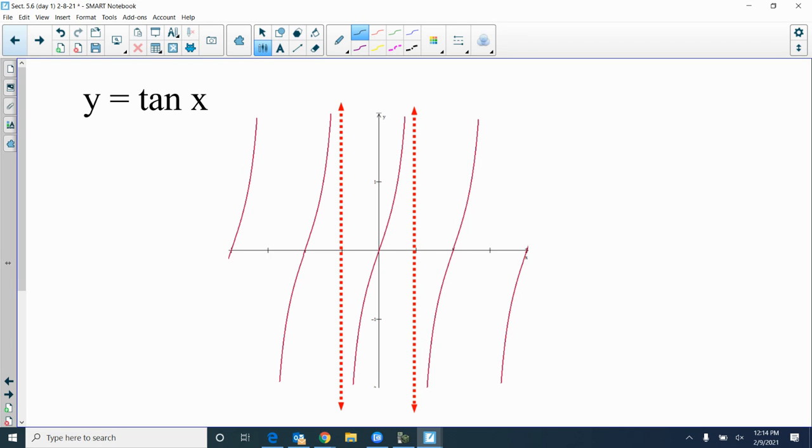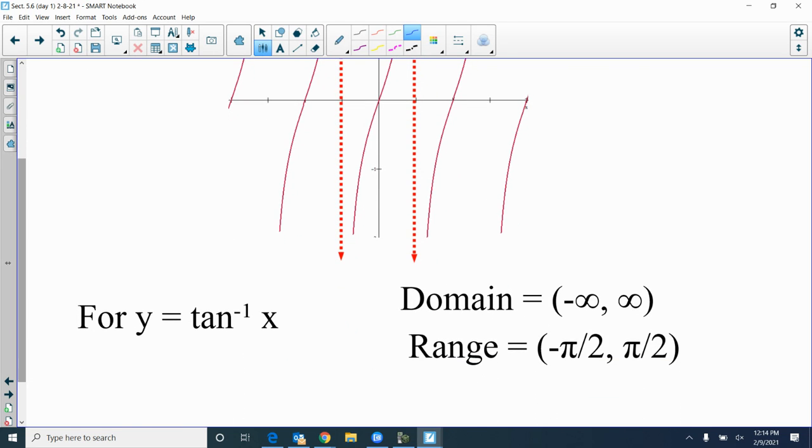So we restrict the domain to negative pi over 2 to pi over 2, because that allows me to hit everything without repeating. And so over there on the right-hand side, this is what Dominic made mention of that we didn't write down and we didn't get to. So for the inverse tangent, the domain will be negative infinity to infinity. The range will be negative pi over 2 to pi over 2.